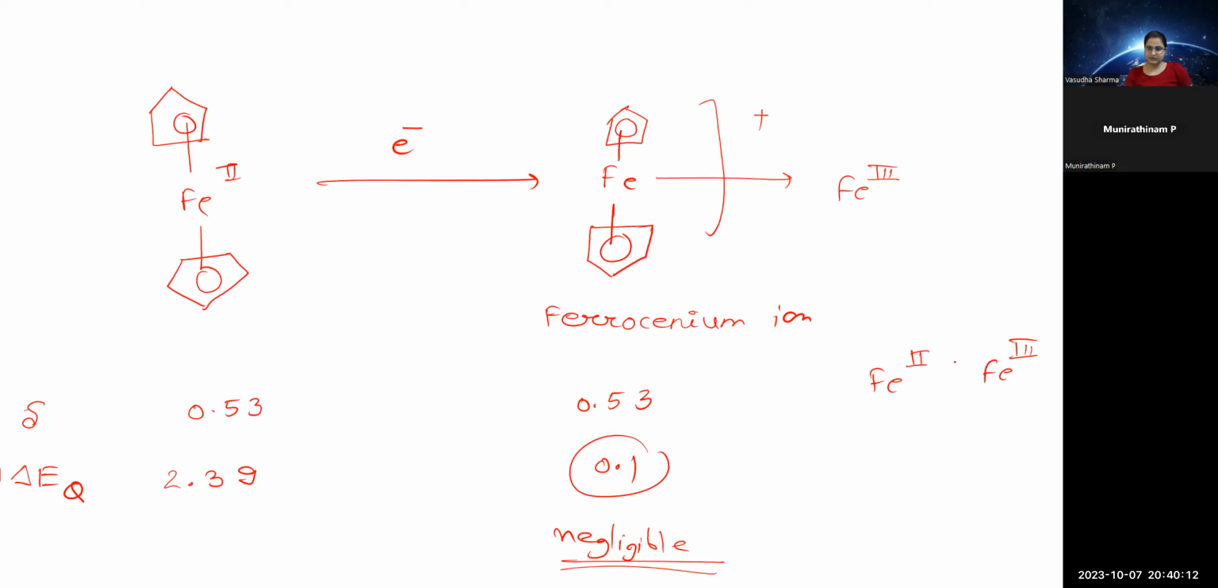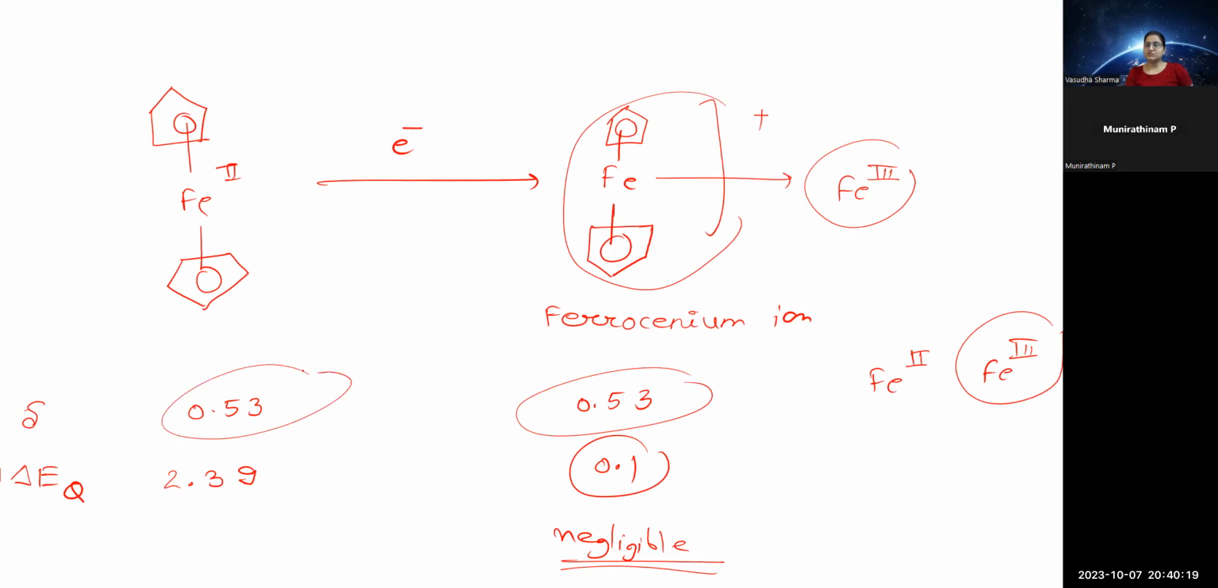Fe+3. So why in this particular case, when we have iron in +3 state, is the delta value, that isomeric shift, still the same? The graph looks like this. For ferrocenium, it is just one peak coming here. So both of them come at the same delta value.